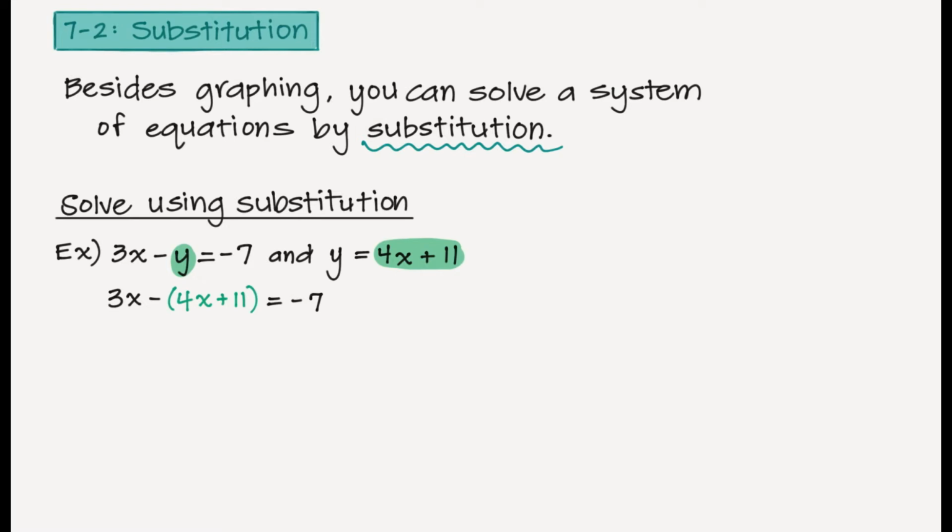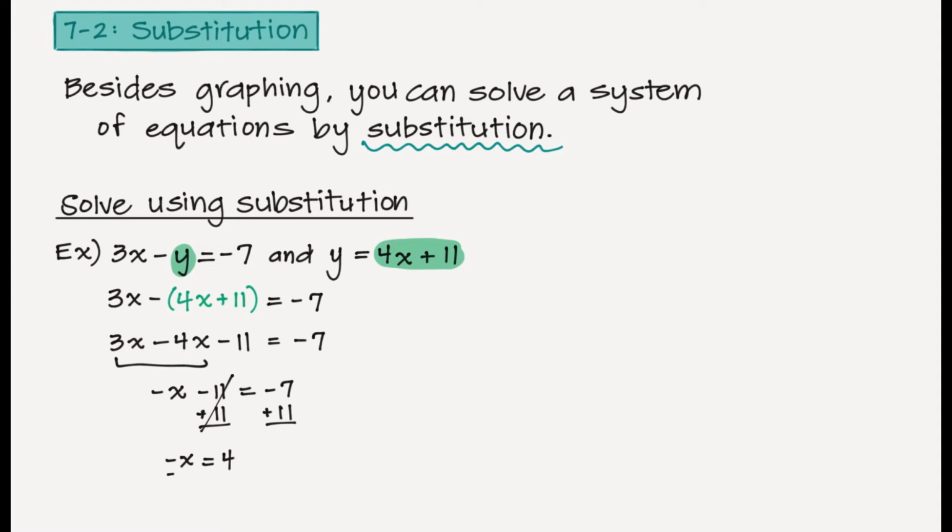And now I can go ahead and solve this equation. So let's remove the parentheses. So that's minus 4x and minus 11. And then I can combine like terms. That leaves me with negative x minus 11 equals negative 7. I'm going to add 11 to both sides. I'm left with negative x equals positive 4, and then I'm going to divide both sides by negative 1, and I find that x is equal to negative 4.